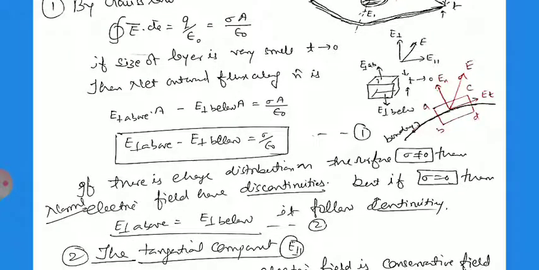If there is a charge distribution on the surface, the normal electric field is discontinuous, but if sigma is 0, then it follows continuity.